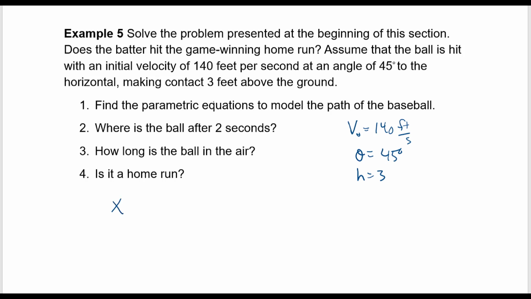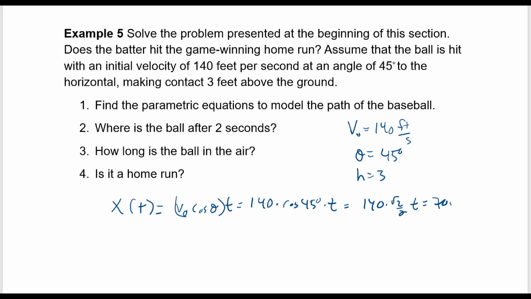So our x of t is, recall, v naught times cosine of theta times t. So it's 140 times cosine of 45 degrees times t. And 140 times cosine of 45 degrees is 140 times square root of 2 over 2 times t. So it's 70 times the square root of 2 times t.